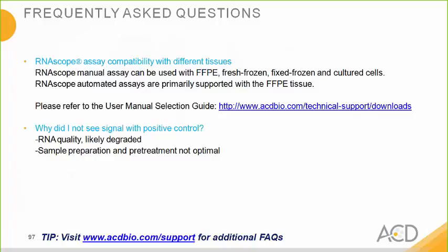A frequently asked question might be, why did you not see signal with positive control? And it could, again, be due likely to RNA quality likely being degraded, or it could be due to sample preparation and pretreatment not being optimal. And so again, we always advise you to refer to the user manual. Always start with standard conditions and then optimize accordingly.